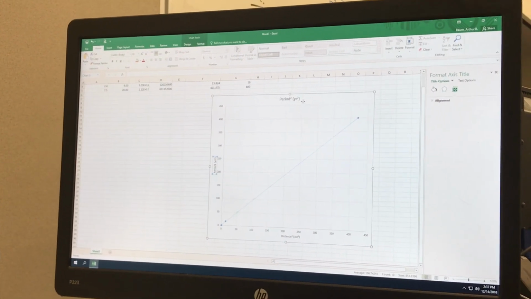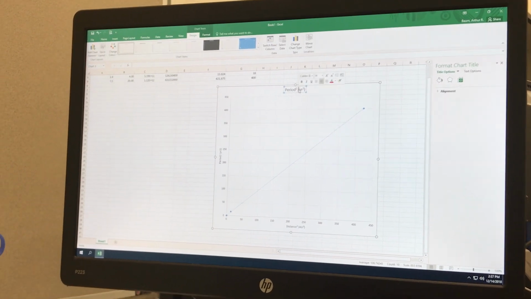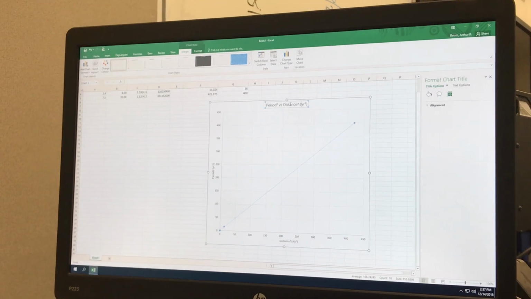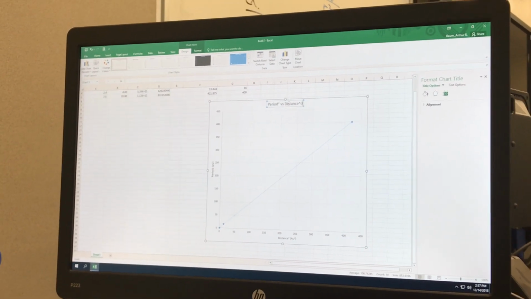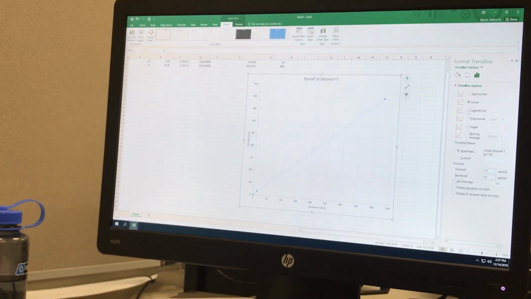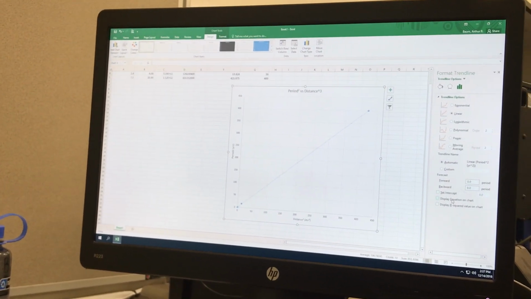You see what I'm saying? And then here, period squared versus distance cubed. Okay, so you can see the trend line. Now, this is going to be good. There's one more thing I should show you.